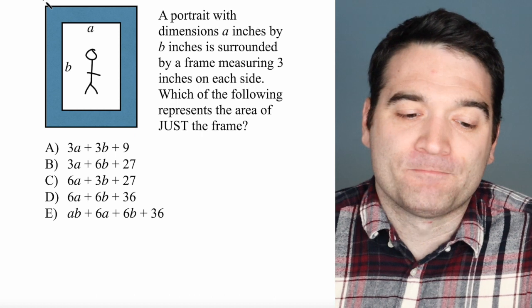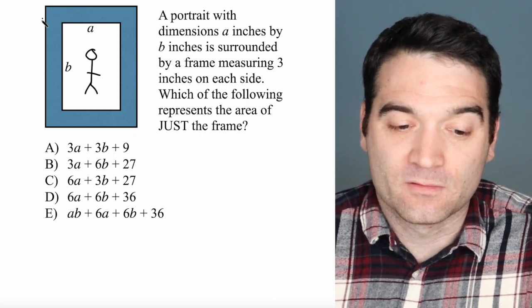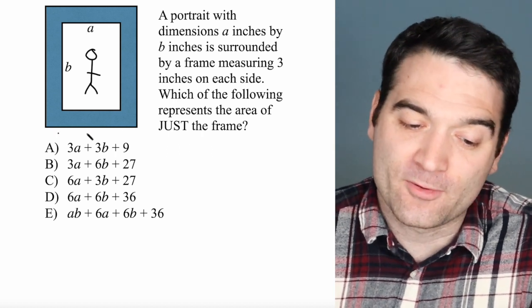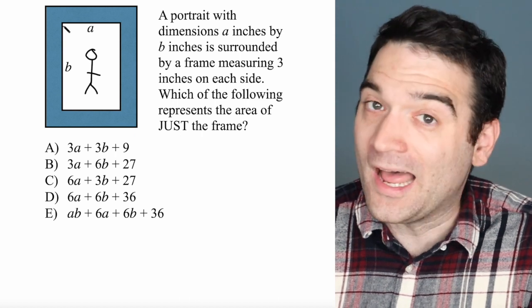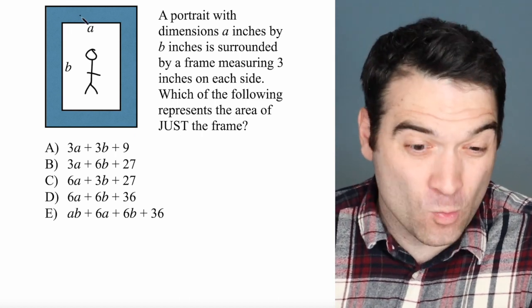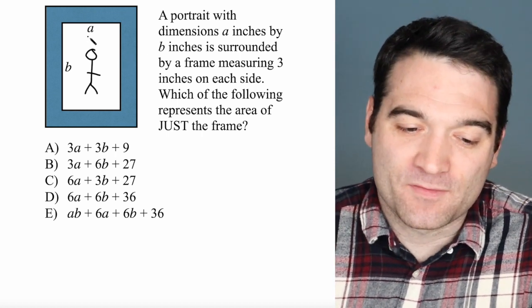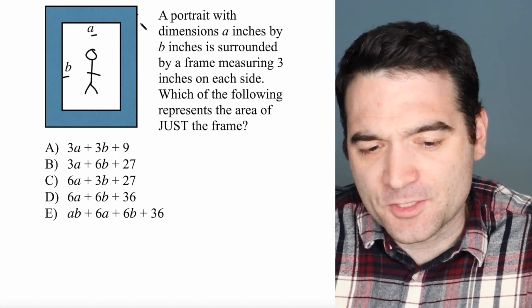Well, big picture, it's going to be the big rectangle, right, minus the smaller rectangle. Because if we find the area of the big rectangle, this whole thing, and we subtract out the part that we don't want, we're left with the part that we do want, right, this frame. So we have the dimensions of this picture. It's A times B. What are the dimensions of this bigger rectangle?